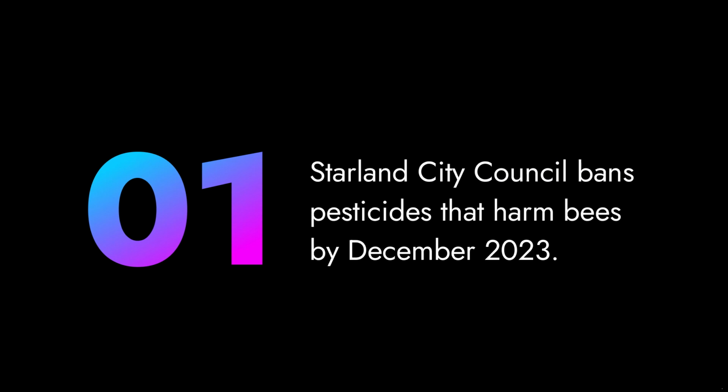So one campaign goal that could work for this issue is I want the Starland City Council to ban pesticides that harm bees by December 2023. The target is the Starland City Council, the measurable outcome is banning pesticides, and the timeline is December 2023.